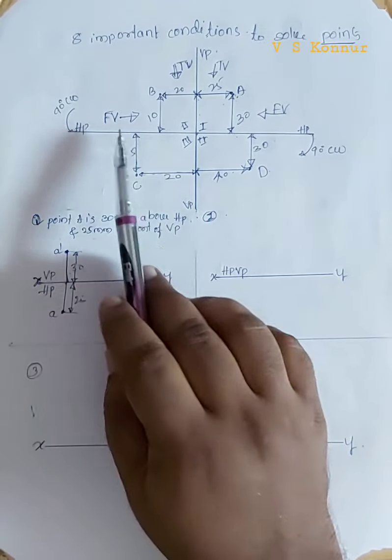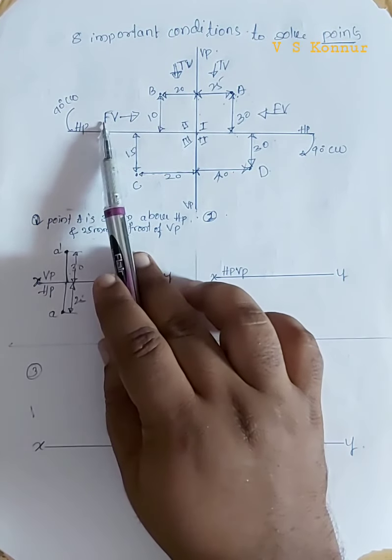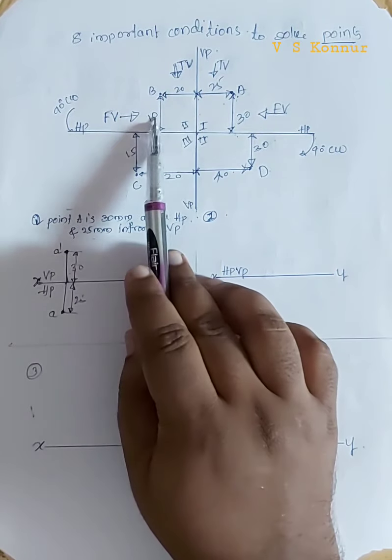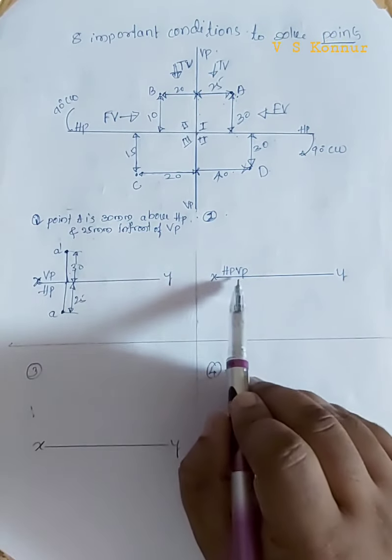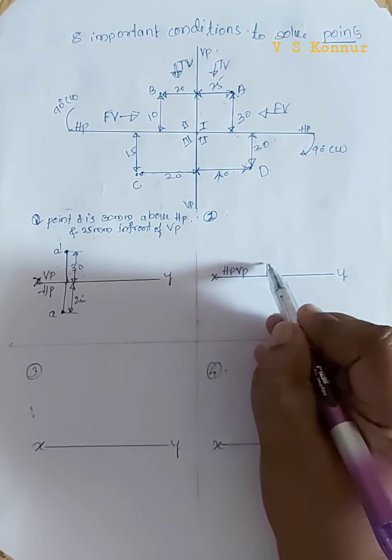Now, when you are viewing from the front side, 10 mm will be projecting on the vertical plane. You can check on the XY line, the vertical plane is above the XY line. So take a 10 mm distance.